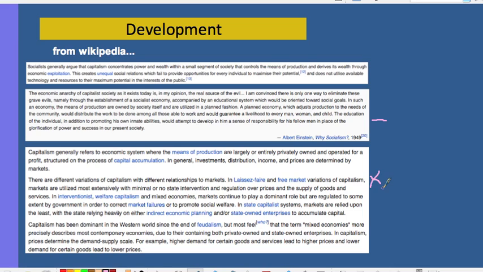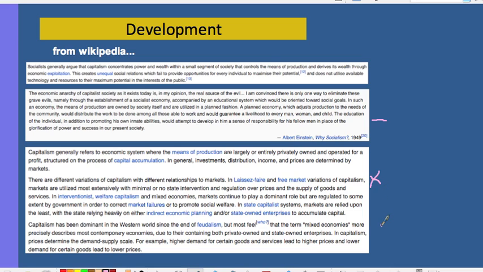In state capitalistic systems, markets are relied upon the least, with the state relying heavily on either indirect economic planning and/or state-owned enterprises to accumulate capital. It might be kind of like China. And the second one kind of like maybe the United States.